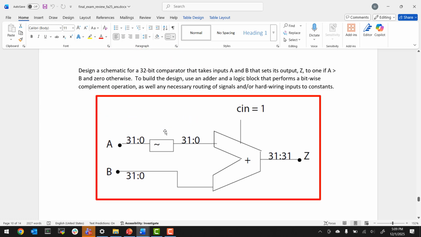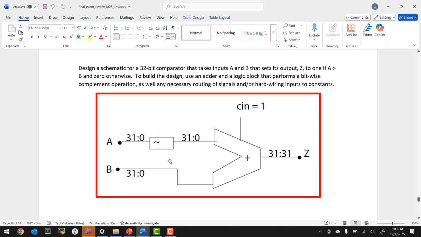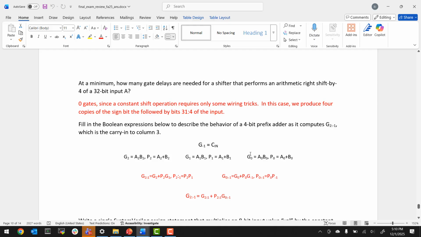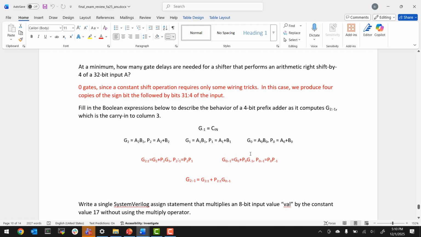Then write a schematic for a 32-bit comparator, and that's essentially just a subtractor. Okay, and how many gate delays are needed for a shifter that performs an arithmetic right shift by 4? 0, because if the shift amount is a constant, then it's just bit twiddling. There's no actual delay. The problem is when the shift amount is variable. That's a problem, because then you end up having to create a barrel shifter which has a quadratic cost, or you can make a shift register if you're willing to gradually shift it cycle by cycle.